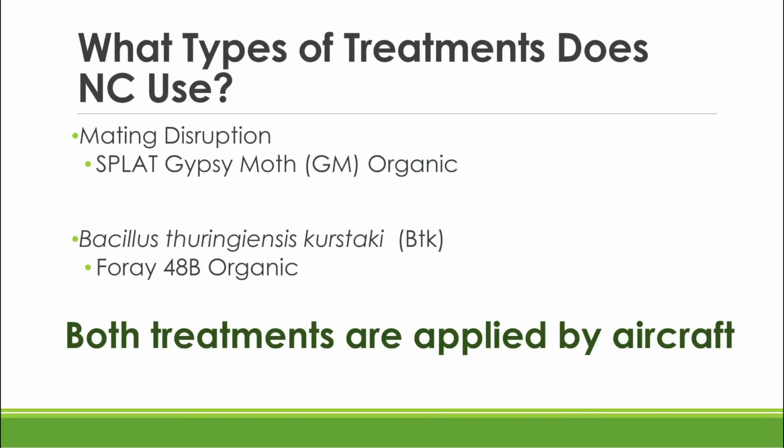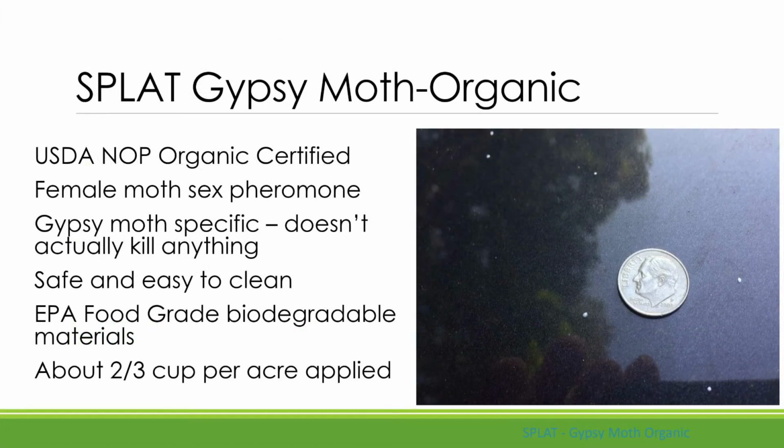The gypsy moth program in North Carolina typically uses 2 types of products for control purposes, a mating disruptor or larvicide. Both products we currently use are organic. Mating disruption is carried out with a product called Splat, Gypsy Moth Organic. This product is specifically tailored to the gypsy moth. It is applied by low-flying planes and saturates an area with pheromones so the male moths are unable to locate the female to mate. Because the active ingredient is a synthetic version of the female sex pheromone, there are no effects on other animals or plants. This method works well for controlling low-density populations of gypsy moth.